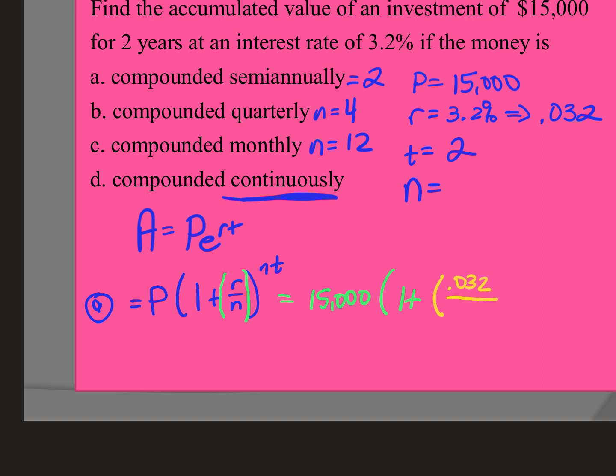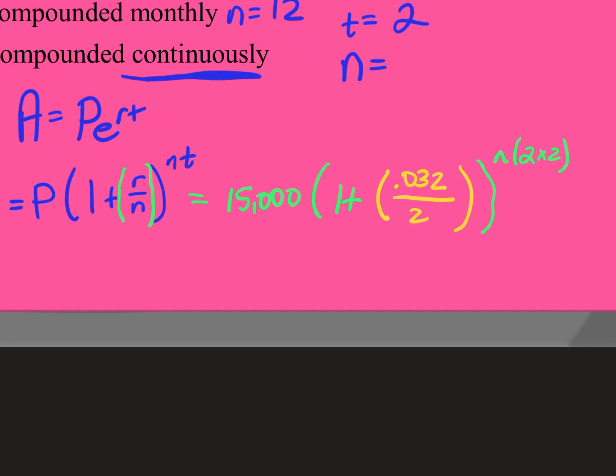0.032 divided by N. In letter A, how many times are we compounding this? Twice a year. Good. You see how I close my parenthesis? Now I'm going to close my parenthesis again, and then I'm going to raise it to the N times T. So I'm raising it to the, what was the N value again? 2 times, what's the time that we did? 2. Could you just raise it to the 4th power? Yes. But I'm just showing you exactly how to put it.